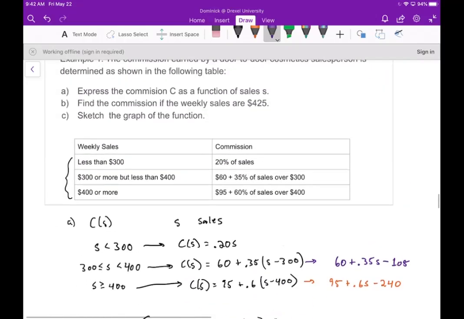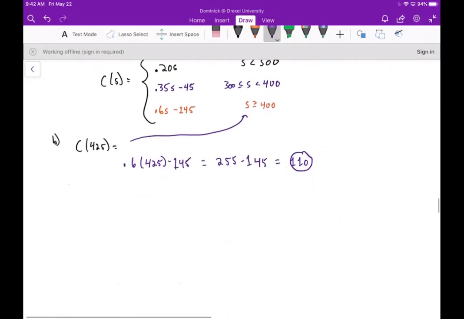Okay, now part C, they want you to sketch a graph, and we'll just do a rough sketch because this will be quite a large graph here.